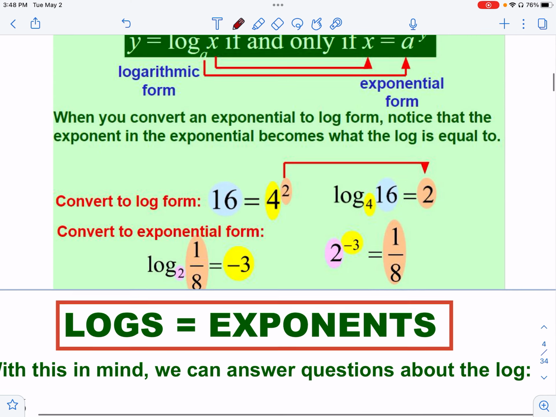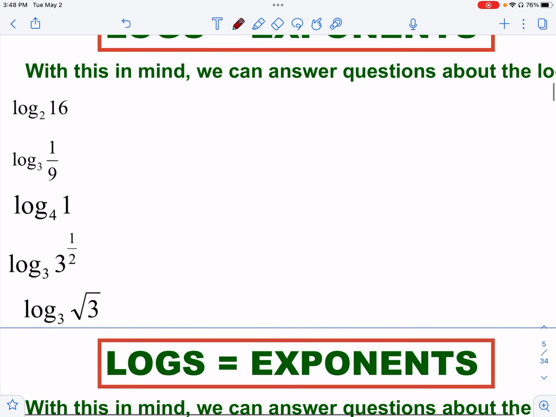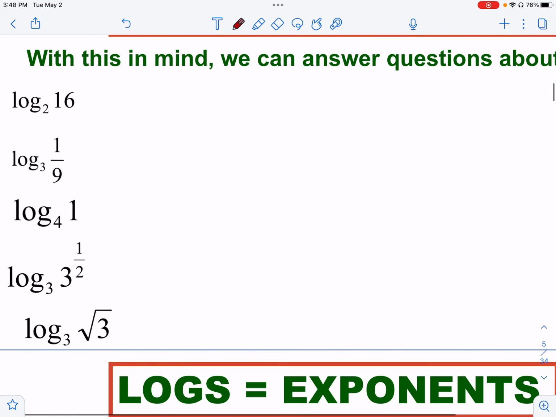Let's solve some basic, and you have access to these slides, by the way, let's solve some basic log expressions and get their answers without calculators.